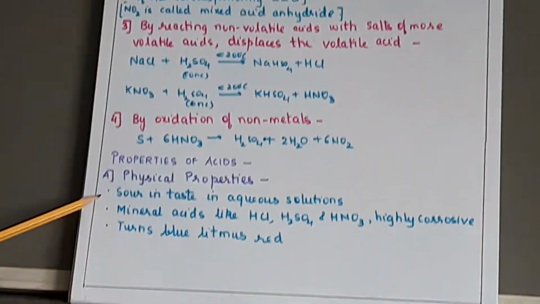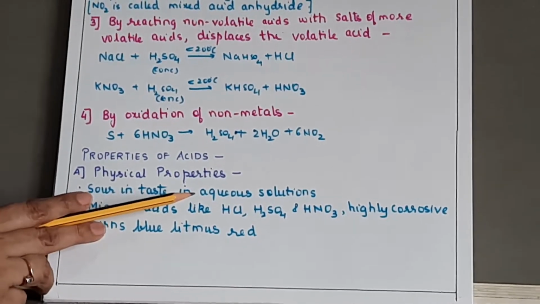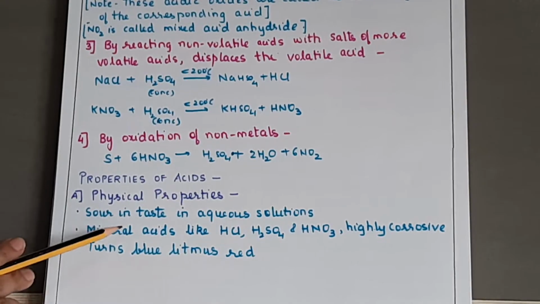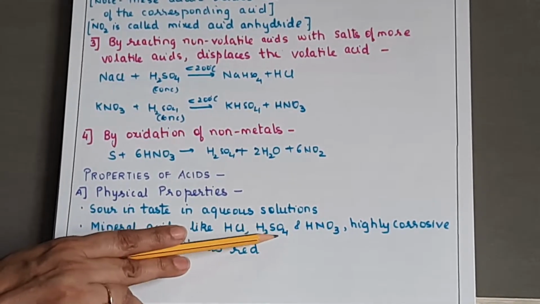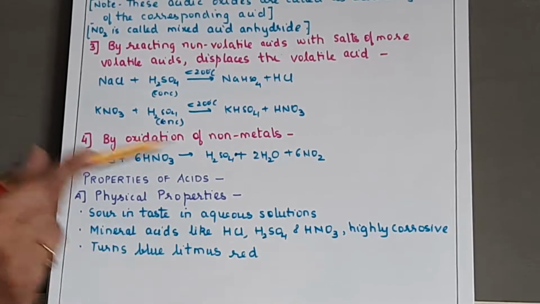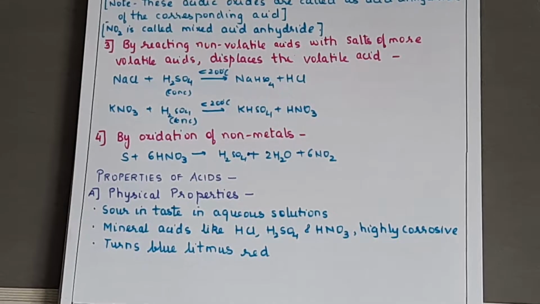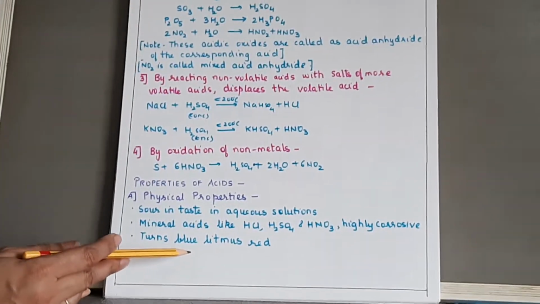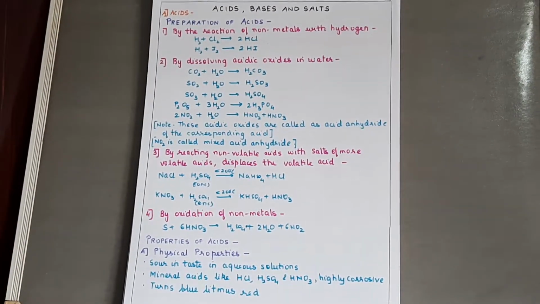Now coming to the properties of acids. All acids generally have a sour taste. Yes, they are sour in taste in aqueous solutions, and they are highly corrosive. Mineral acids like HCl, H2SO4, HNO3 are highly corrosive, which means you will get blisters if concentrated acid falls on the skin. So you have to be very careful when handling it. And this you already know, they turn blue litmus red. Okay, so now we will have a look at the next part.